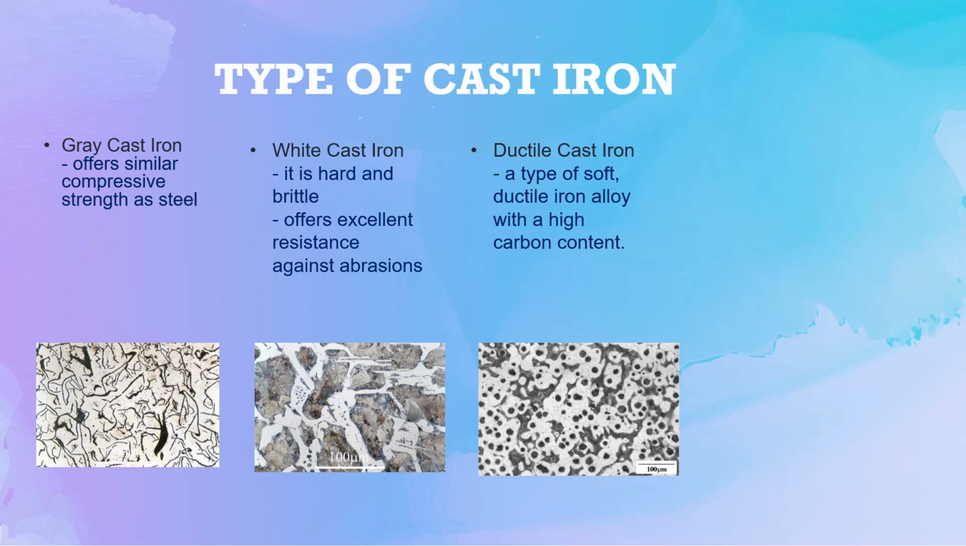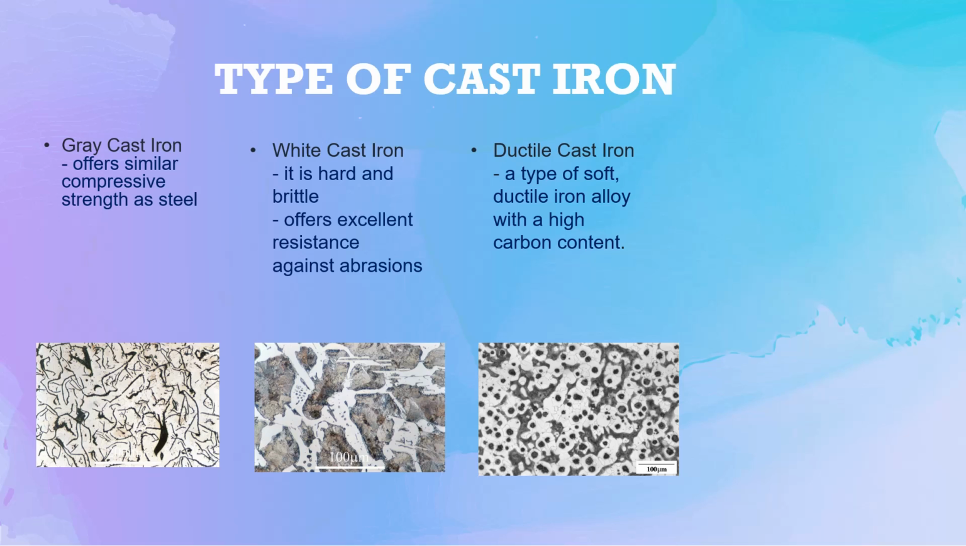So what is a nodule? To form a nodule, we need nodularizing elements. Commonly, the nodularizing element is magnesium balls at 1100 Celsius. So when we use magnesium balls at 1100 Celsius, we will get nodularizing elements.